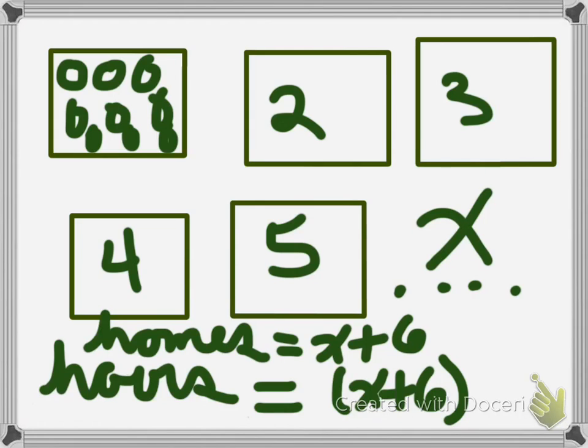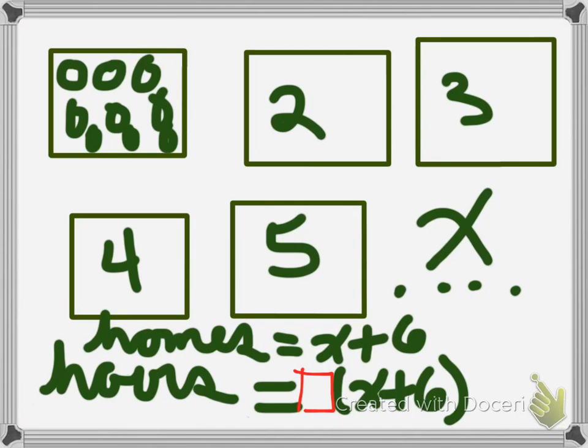Let me draw it in a different color just so we're clear here. The number goes right here. There's a number right there. There's a multiplier, but I'm not going to tell you what that is. That's up for you to figure out.